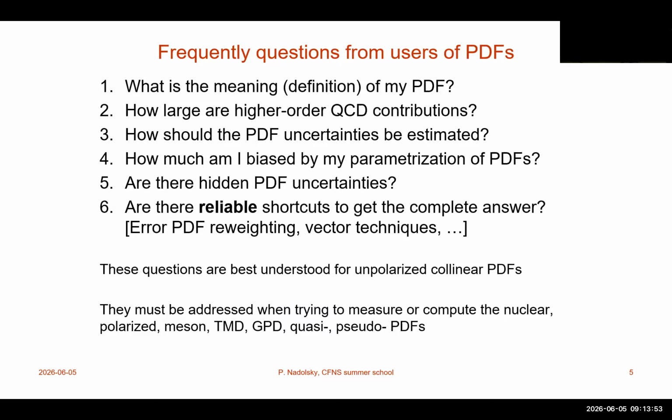But okay, so one typical question will be: if I really compare my low energy PDF calculation, does its definition match the PDFs that I extract from the data? So what is the definition of my PDF? How important are high order contributions from QCD? What is the right way to estimate the PDF uncertainty? I will emphasize today that there are many ways to do that.